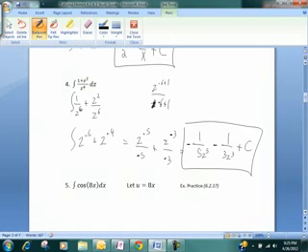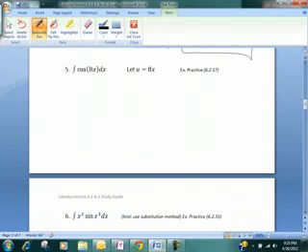All right, number 5. We're going to have to use integration by substitution here. This is section 6.2. So we have a composition function.